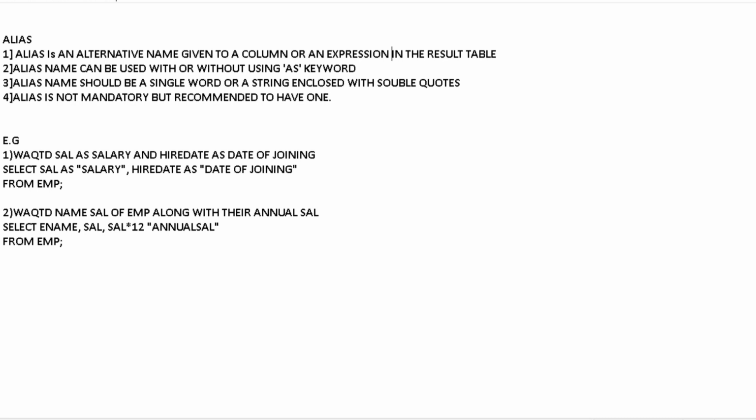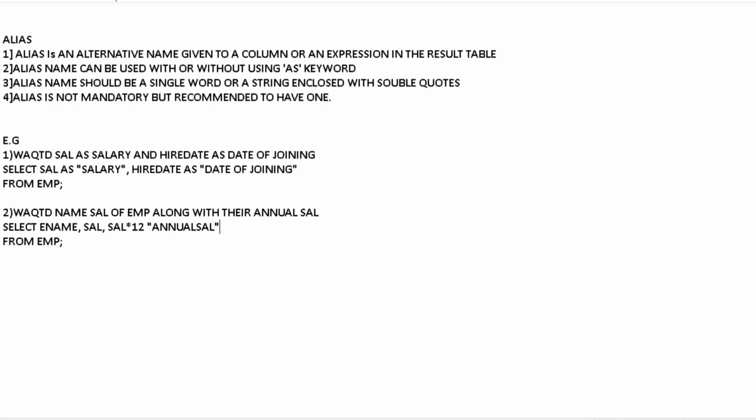So as you can see here, I have provided two examples. In the first example, what is the query asking me to display? Write a query to display salary as salary, hire date as date of joining. So this is how we are going to write the query: select sal as "salary", comma, hire date as "date of joining". One more thing, if I have only one word and no space, there's no need to enclose it within double quotes, from emp.